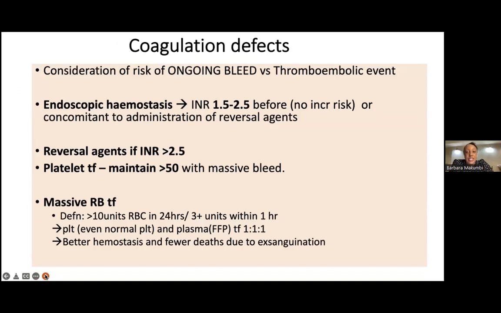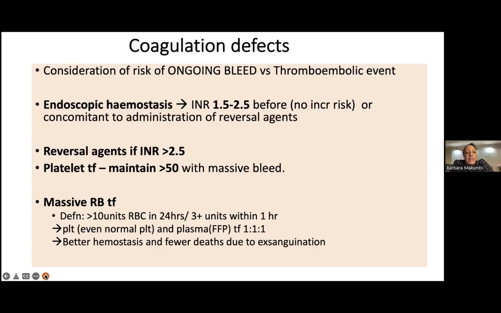Looking at coagulation defects, a patient has ongoing bleeding, but they also have thromboembolic risk factors. It's a difficult risk versus benefit to juggle. In terms of drugs, I'll highlight the details with respect to drugs later in my presentation.